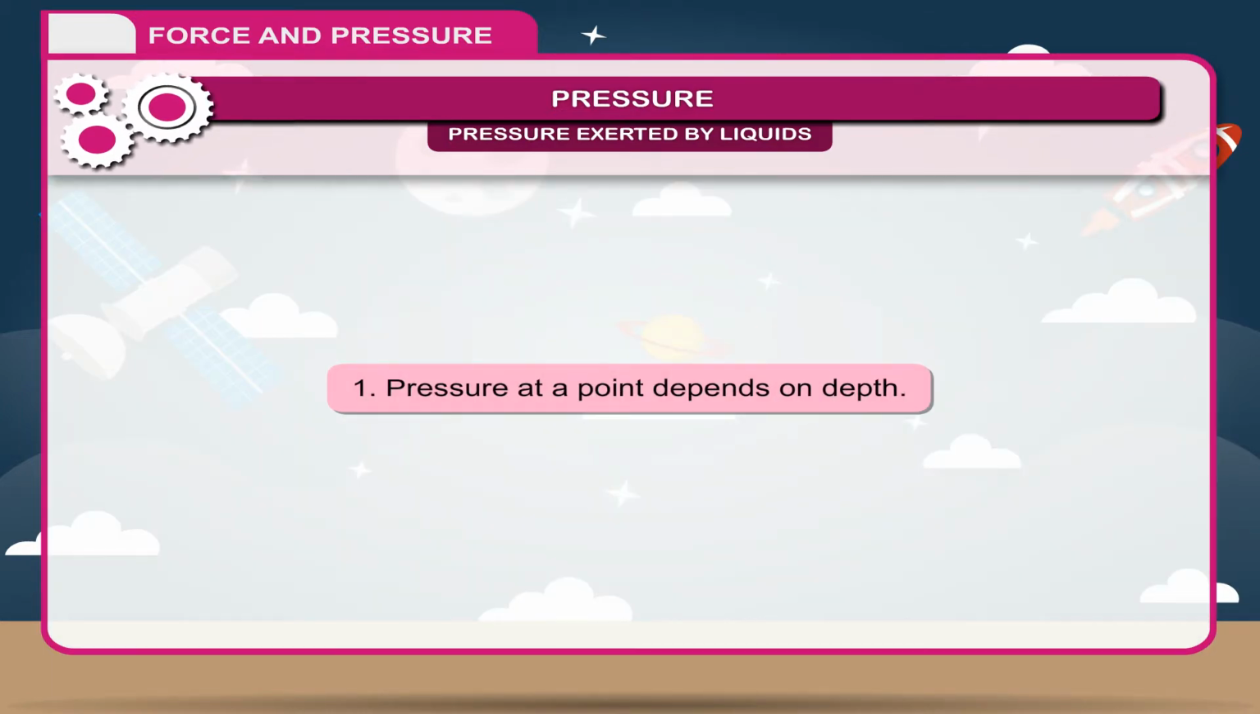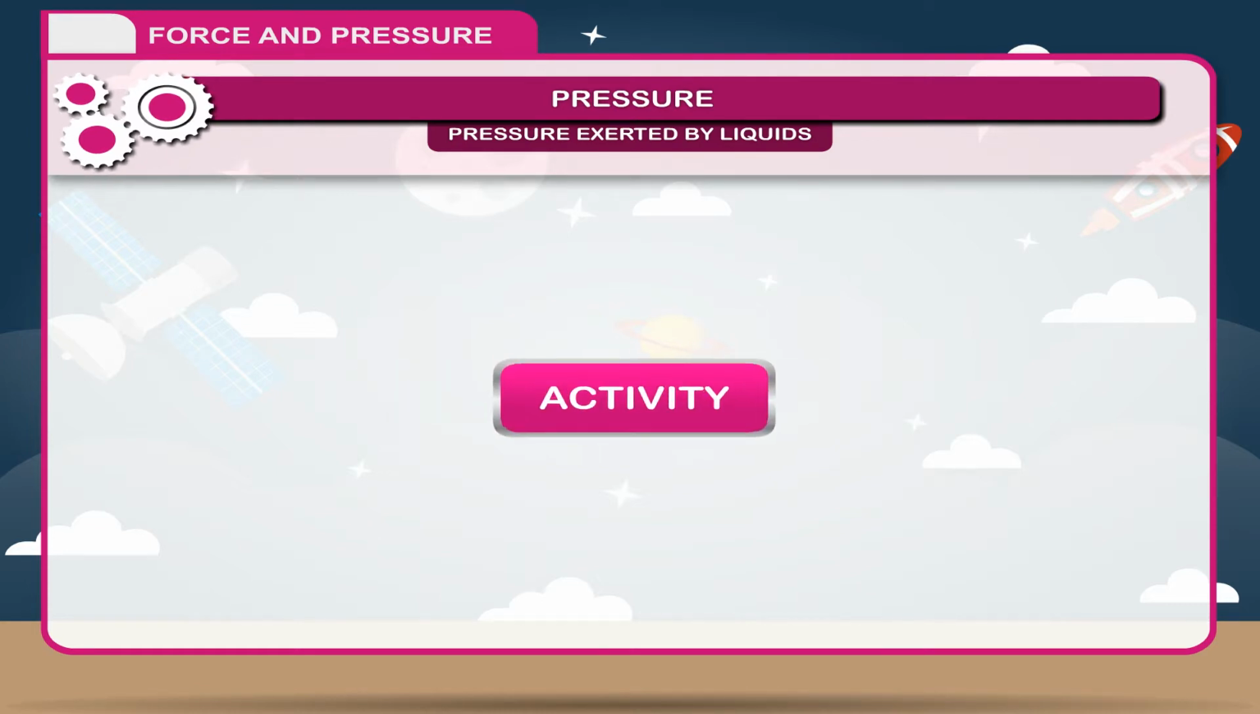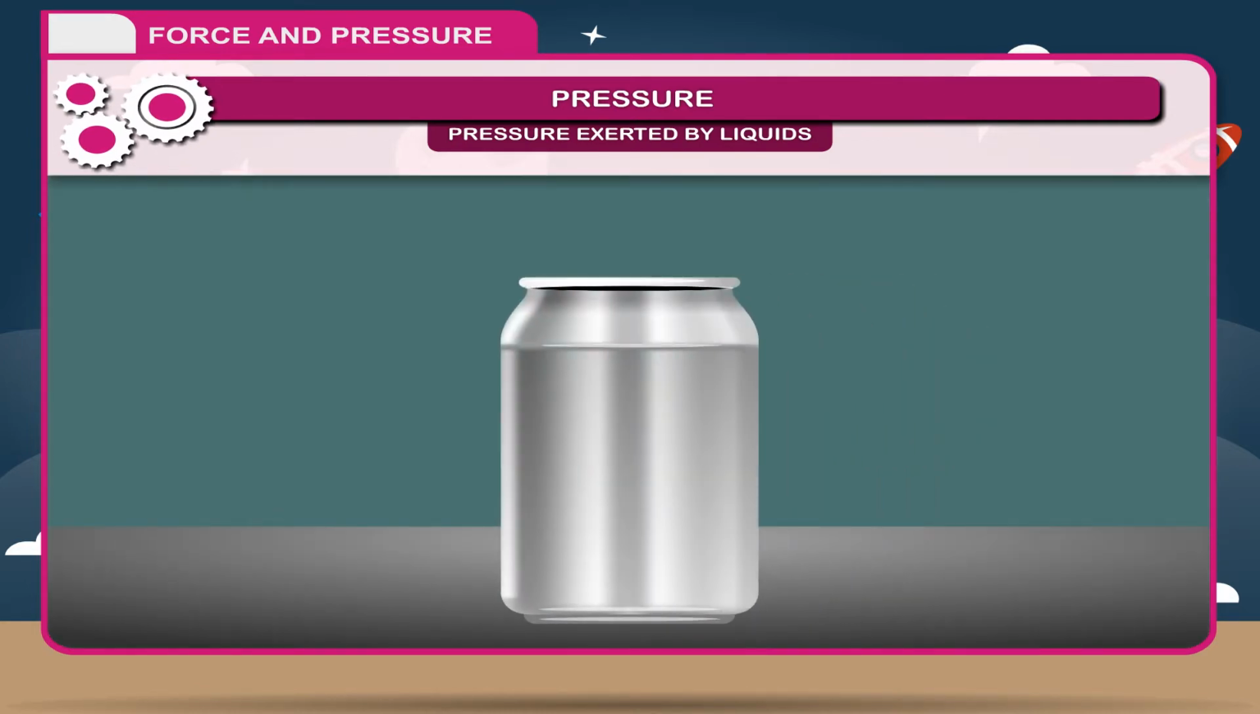1. Pressure at the point depends on depth. Activity. Take a container made of tin. Drill small holes at three various heights of the container, one below the other. Put water in the container and open the holes.